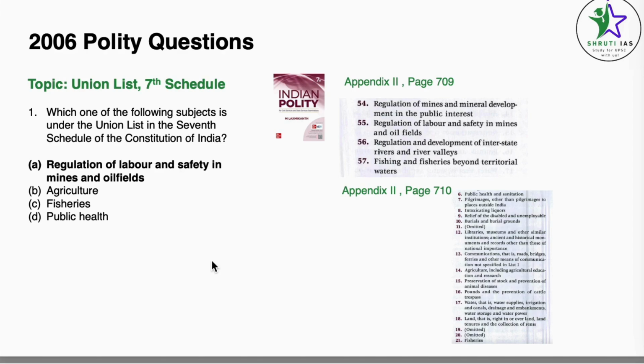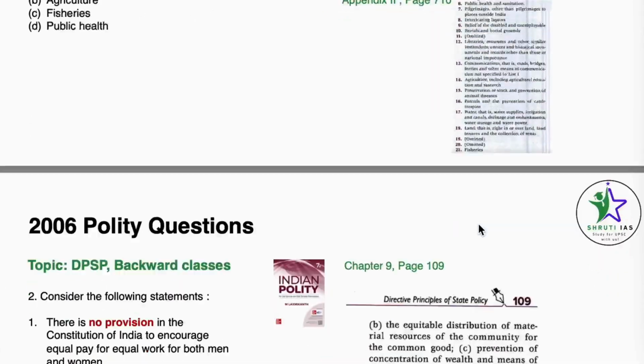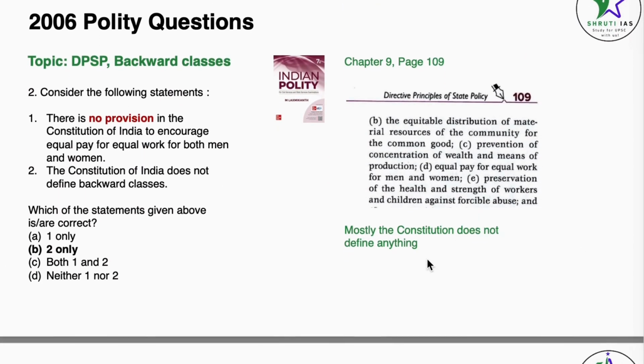appendix to union list, check point number 55. It is directly given on page number 709. Mark it. So this becomes our answer. And for the other options, we can check the state list on page number 710. Point number 6 is public health, point number 14 is agriculture, and point number 21 is fisheries, right? Moving ahead to the next question.